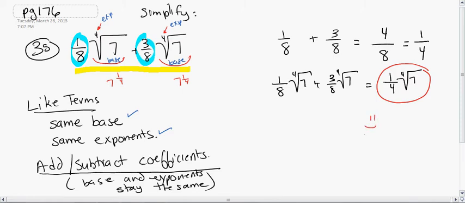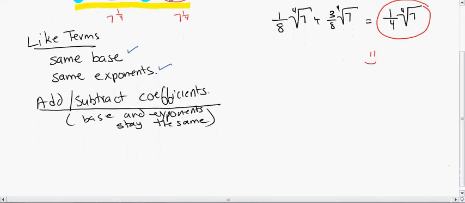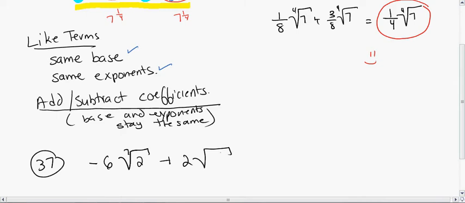All right, let's take a look at the next one, number 37. Number 37 is still going to have me go through that same process. I need to have like terms, which means I need to check for the same base and the same exponent. Once I have like terms, then I can add or subtract the coefficients. So number 37 has -6 times the 7th root of 2 plus 2 times the 7th root of 256.